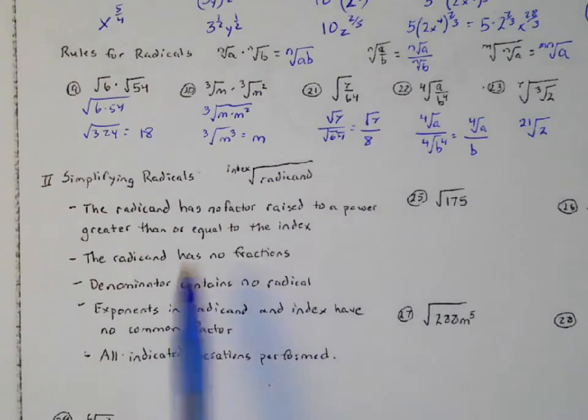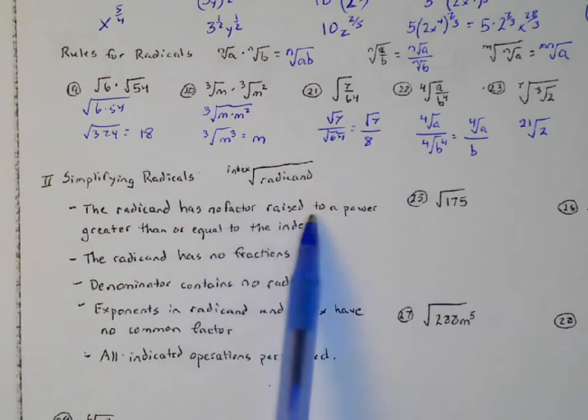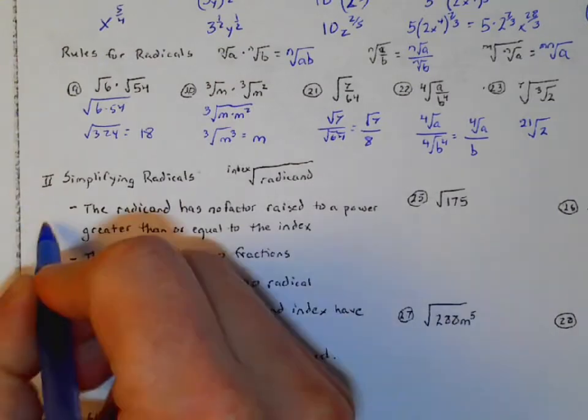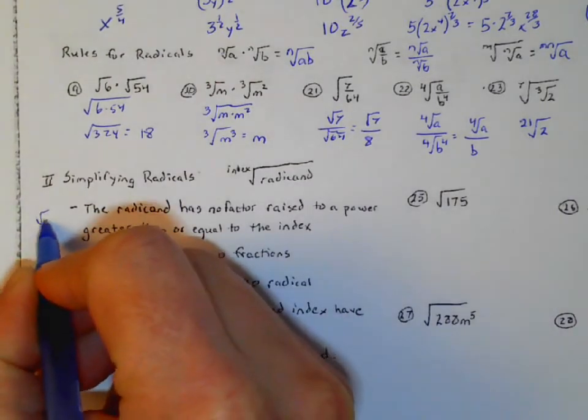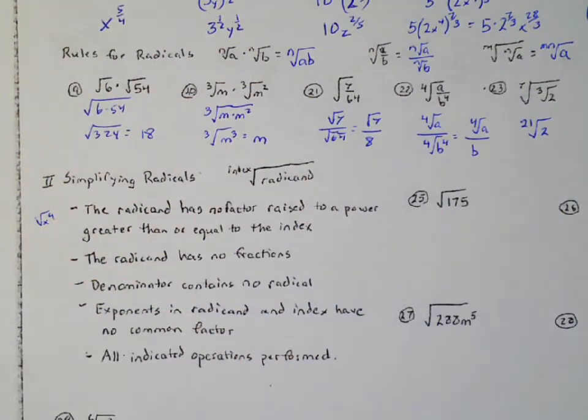Okay, when we're simplifying radicals, we don't want the radicand to have any factors raised to a power greater than or equal to the index. So if it's a square root of x to the fourth, that means we can simplify it, because the exponent is bigger than the index.